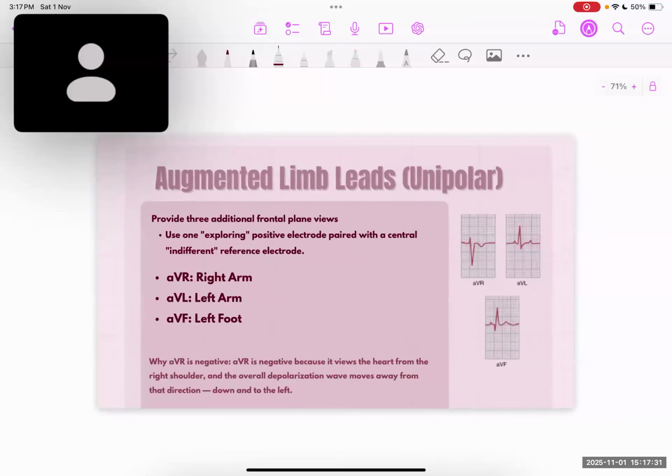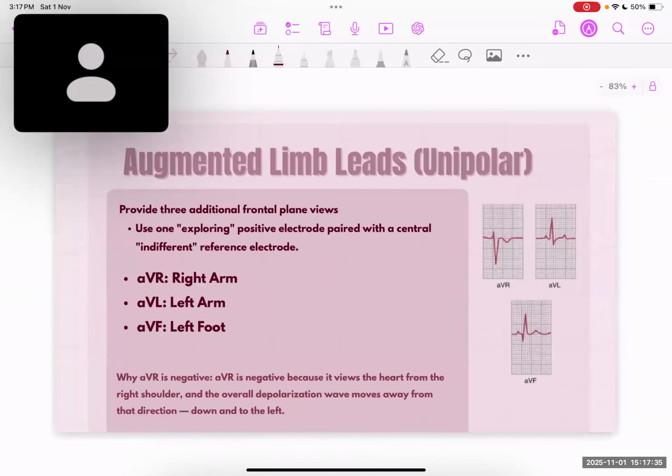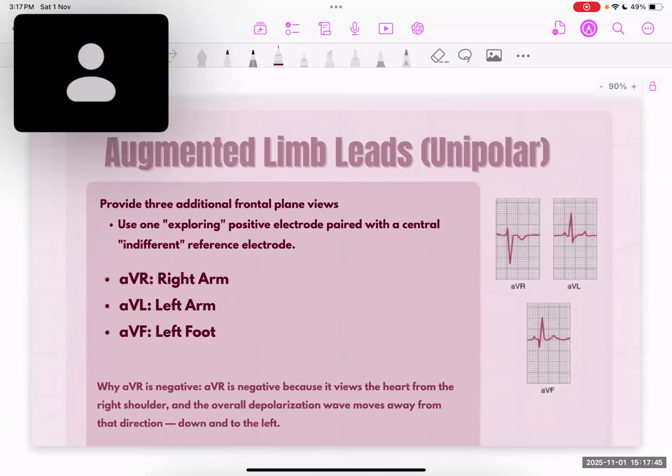Okay, now we come to our augmented limb leads, which are unipolar. These are also frontal plane views. As our bipolar leads were also giving us a frontal plane view, this is also giving us additional frontal plane views. Now for this, unlike the first one where we had two electrodes that we're placing, here we have an exploring positive electrode, and there's going to be a paired central reference electrode. This electrode is, you can say, an average of both the others.